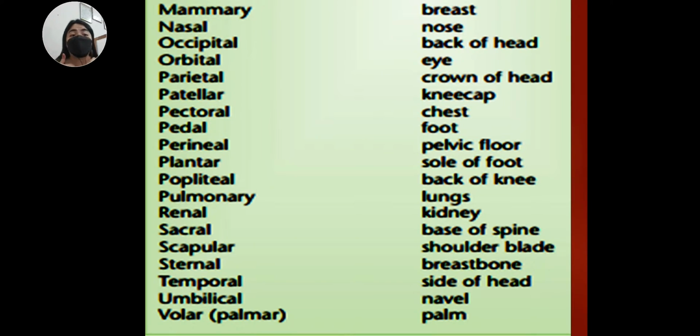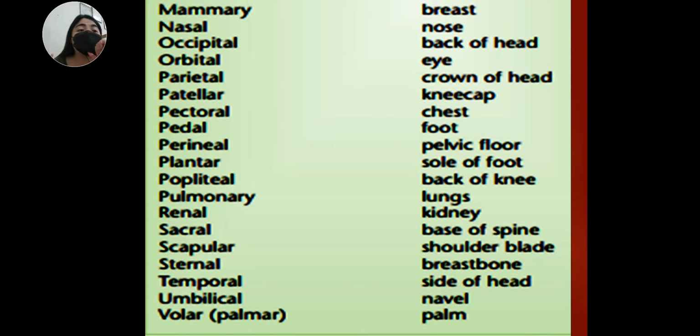Pulmonary refers to your lungs. Renal refers to your kidney. Sacral refers to the base of the spine. Scapular refers to your shoulder blade. Sternal refers to your breastbone. Temporal refers to the side of your head. Umbilical refers to your navel. And volar or palmar refers to your palm.